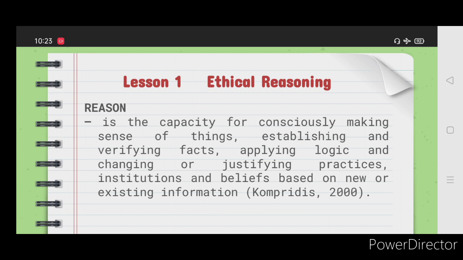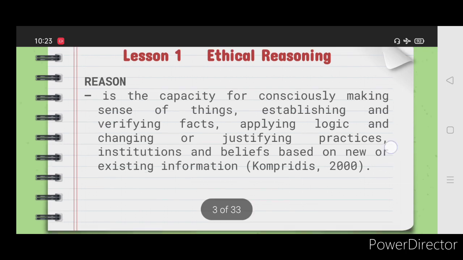Okay, so to use the faculty of reason, or human reason, is to think logically. So that is reason.